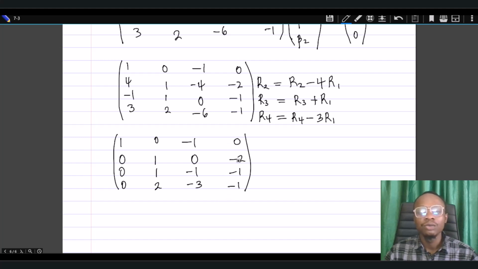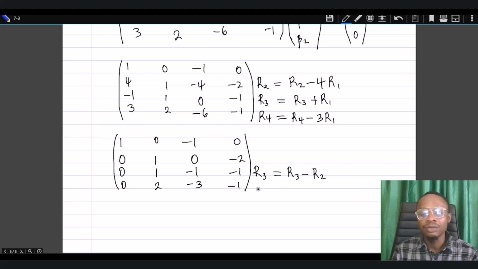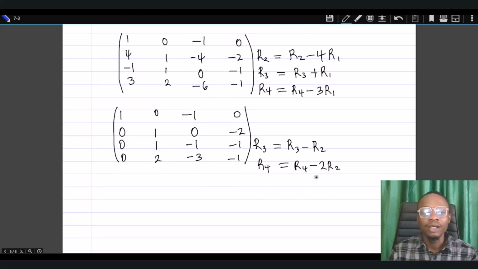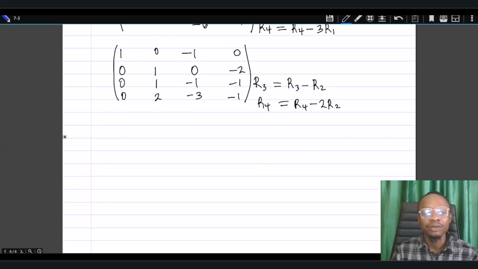Okay, so what do we have at the end of the day? So we have 1 here. We will use this to reduce everything below it to 0. And for that, we'll say R3 equals R3 minus R2. R4 equals R4 minus 2 R2. And when we do that, we will obtain the following: 1, 0, minus 1, 0, because nothing is happening here.